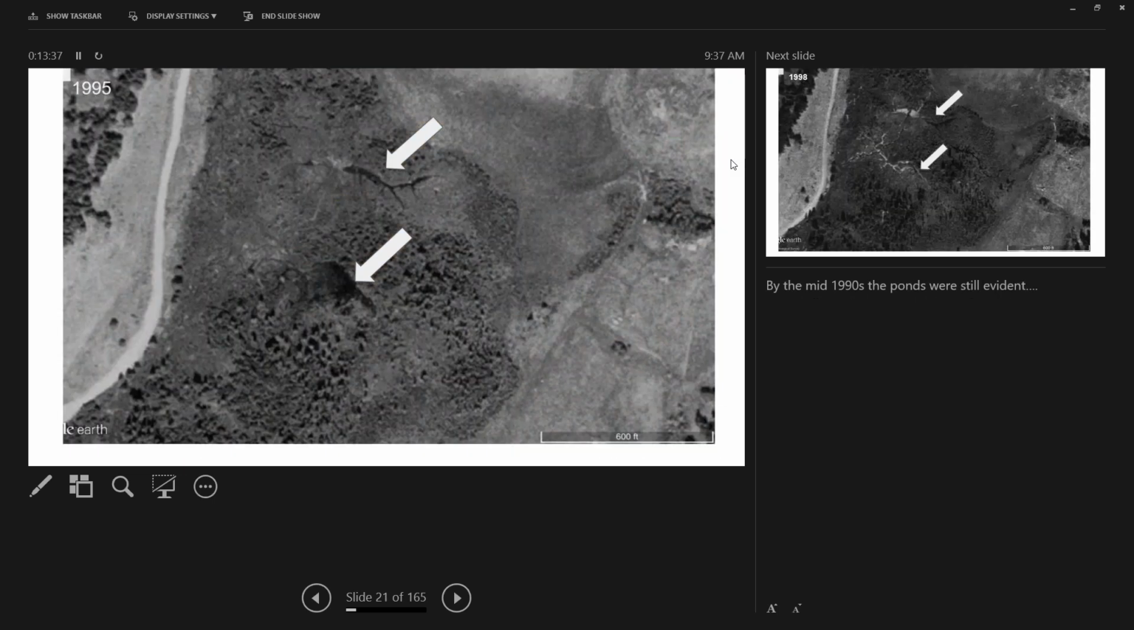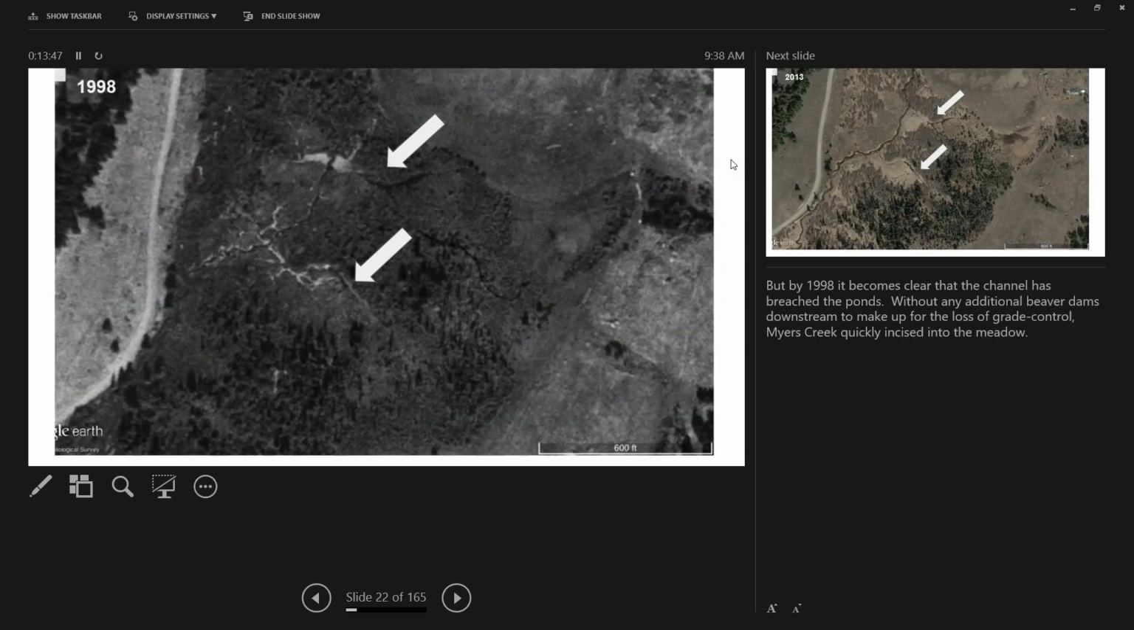1995, you're seeing these beaver ponds are smaller. It looks like this dam may have breached. And this is before a rain on snow event that happened in 98. Now, after the rain on snow event, you see this incision trench has formed.